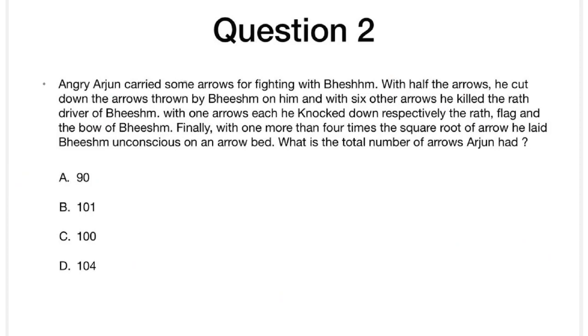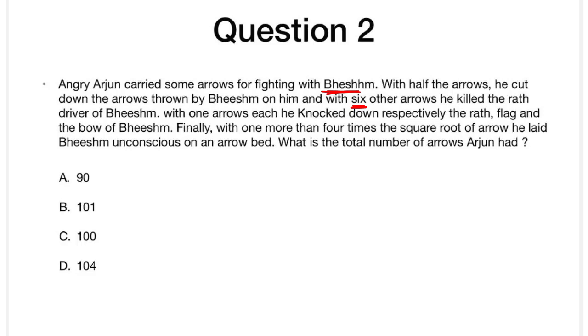This is a very easy problem, but it could be seen as lengthy. Let us see. Angry Arjun carried some arrows for fighting Bhishma. With half the arrows he cut down the arrows thrown by Bhishma at him, and with 6 other arrows he killed the Rath. It's really simple, guys. Just see wherever he speaks.